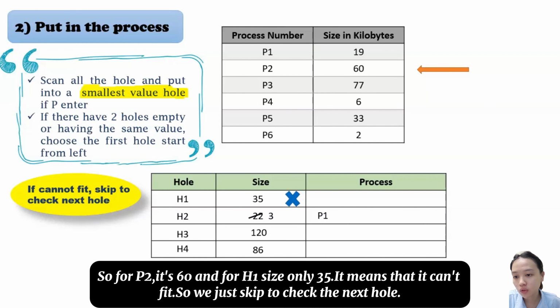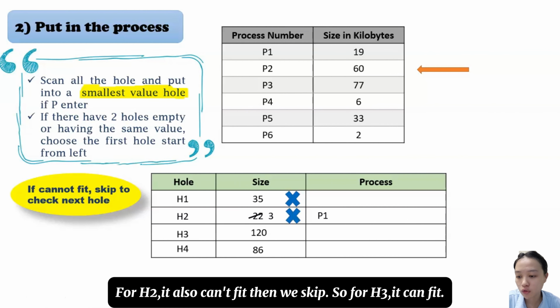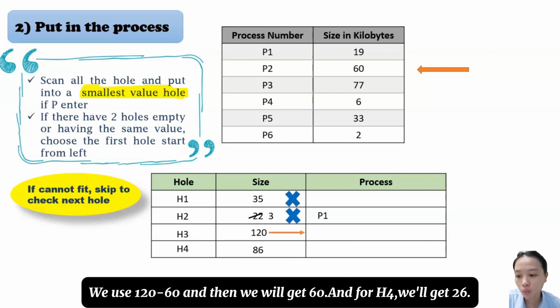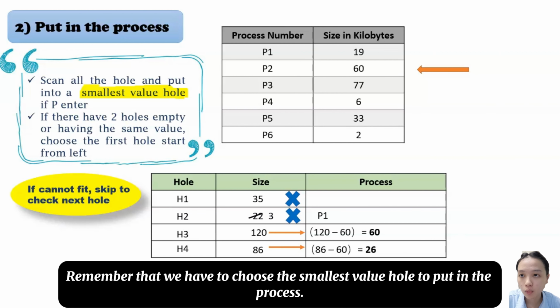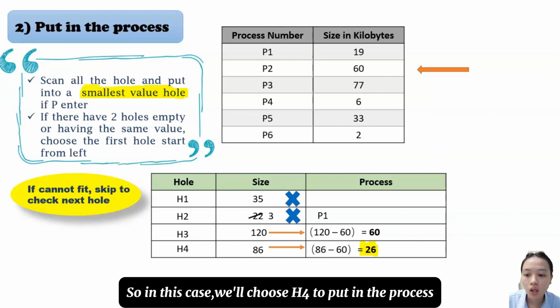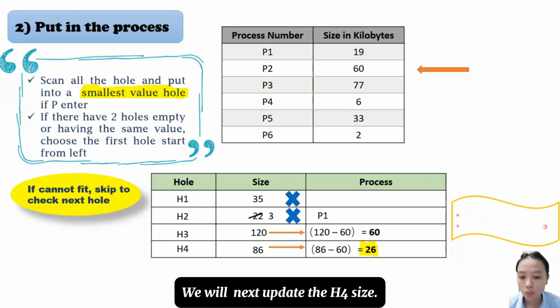So for P2, it is 60 and for H1 size, it's only 35. So it means that it cannot fit, so we just skip to check the next hole. For H2, it also cannot fit, then we skip. So for H3, it can fit, so we use 120 minus 60 and then we will get 60. And for H4, we will get 26. So remember that we have to choose the smaller value hole to put in the process. So in this case, we will choose H4 to put in the process. So we will next update the H4 size.